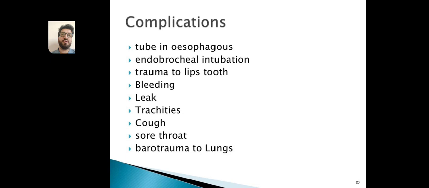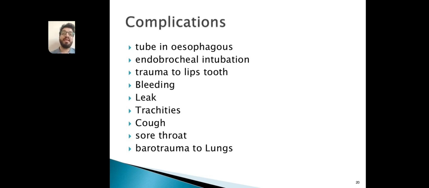Possibly, mostly it goes to the right main bronchus. The reason is that the right main bronchus is wider and also slightly straighter. Another complication is trauma to the lips. Once we are intubating the patient and we use the laryngoscope, there can be trauma to the lips and the teeth. So that is also a possible complication.